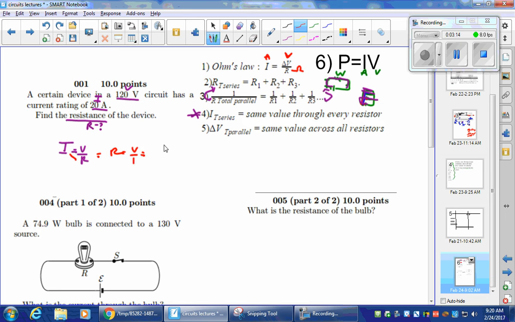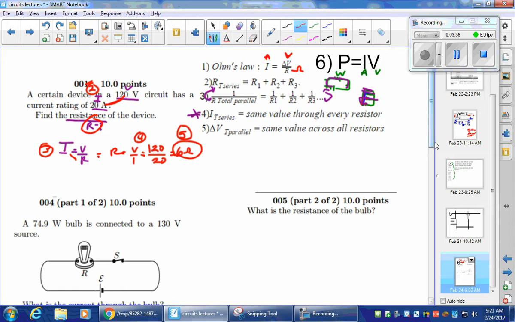And we plug in what goes into V? 120. So you notice you're getting points for all this. You get 2 points for doing the knowns and the unknown, right? That's 2 points. 3 for the equation. 4 for the plug-in, 120 over 20. And then the answer comes out to 6 ohms. This is your 5th point with the unit. Make sure you got the unit on there.